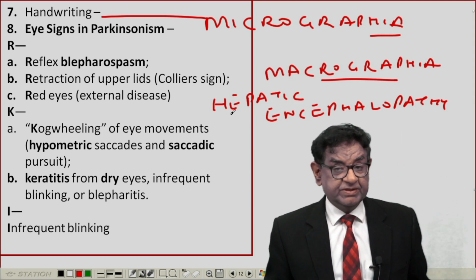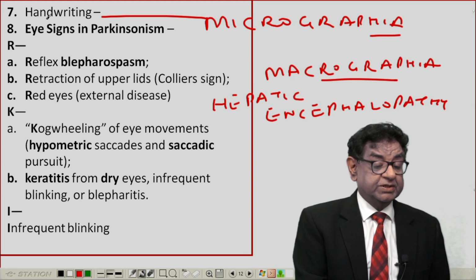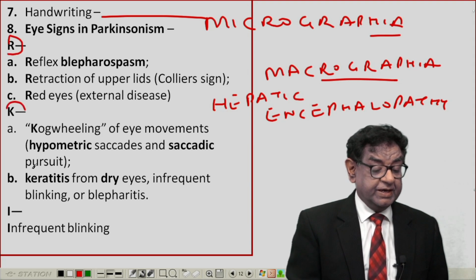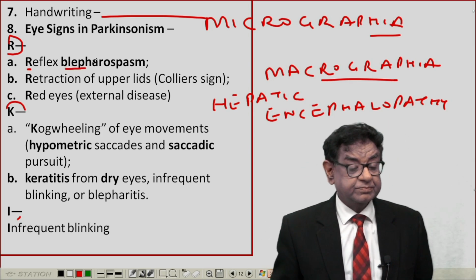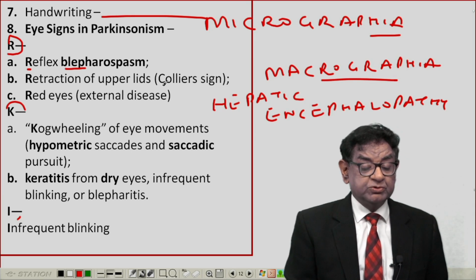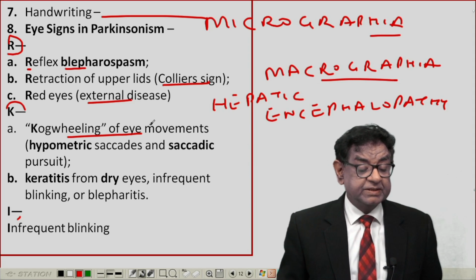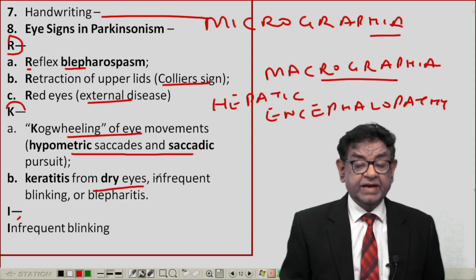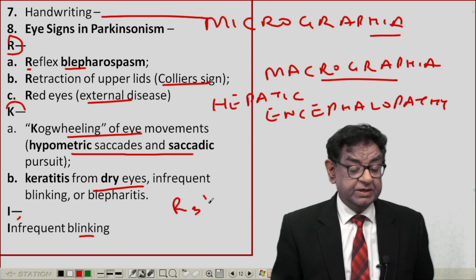What are the eye signs that we see in Parkinsonism? The eye signs seen, the mnemonic is 3 R's, 2 K's and 1 I. Reflex blepharospasm. Retraction of upper lid, the so-called Collier sign. Red eye, this is external disease. Cogwheeling of the eye movement, that is hypometric saccades and saccadic pursuits. Keratitis due to dry eyes and infrequent blinking. So the mnemonic is R3 K2 I.